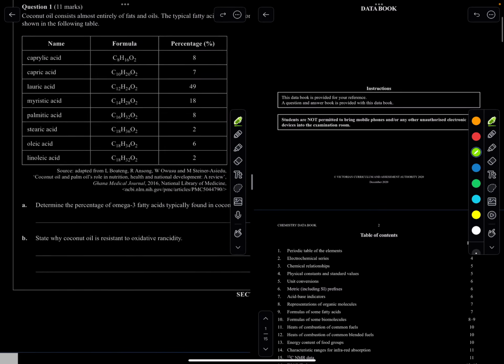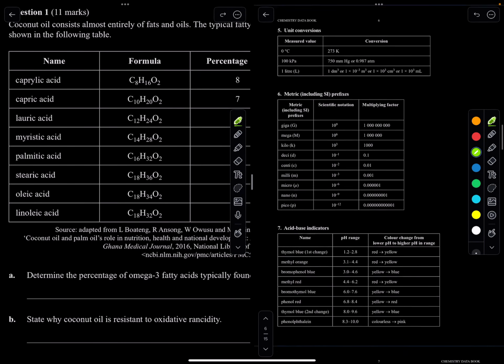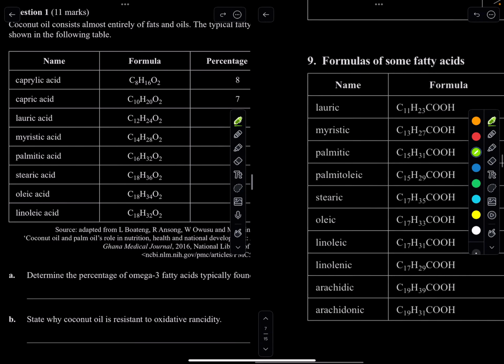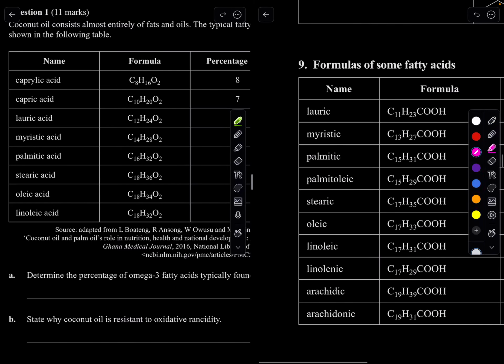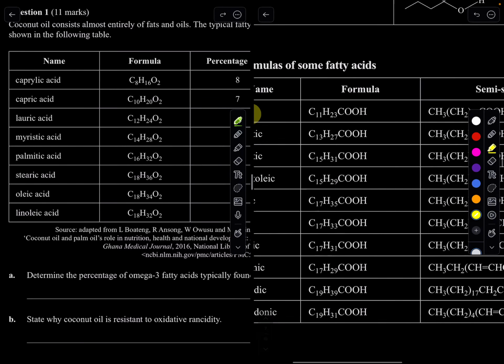Let's have a look at the first, caprylic acid. Isn't it in our fatty acids? Where is fatty? There it is, fatty acids. All right, let's have a look. Caprylic. It's actually not here. Capric. What about capric? Not even here. Lauric. Yes, lauric is here. So this one's lauric. Let me just do another color. So this is lauric, and let's see the composition.